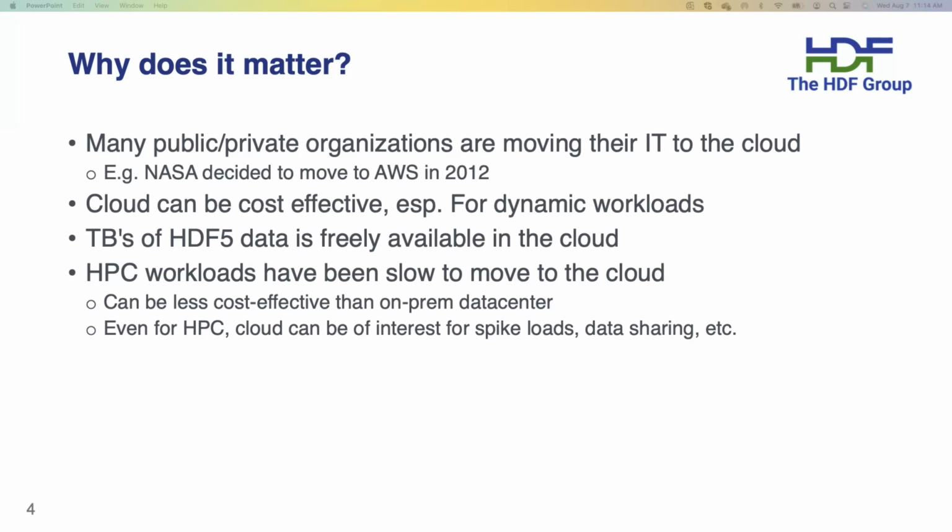On the other hand, HPC workloads have been relatively slow to move to the cloud. And I think that's mainly because the cloud has been slow to provide things like Slurm in the cloud. And it's less cost effective if you're running, say, thousands of cores continuously compared to paying a cloud vendor for the same capability. Even so, I think it can be of interest for non-MPI workloads, for spike loads, for data sharing, and so on. So I think everyone should pay a little bit of attention to what's going on in the cloud, even if that's not their primary focus.